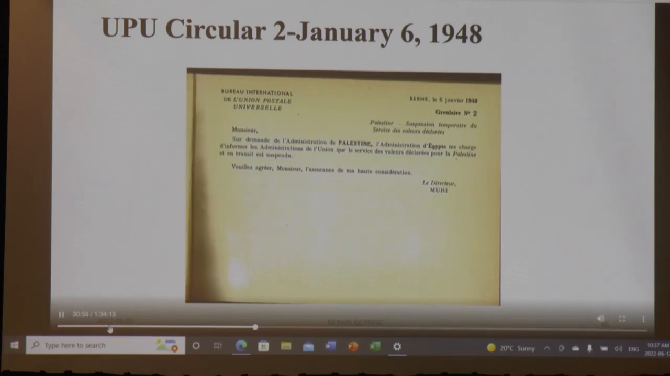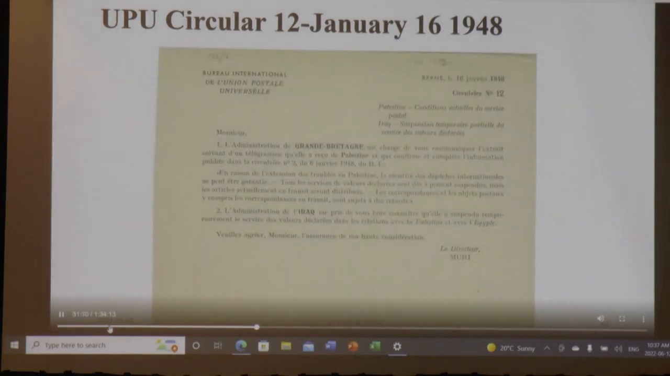And you'll see in the heading, Palestine suspension, temporary suspension of service of valeur déclarée, which is insured mail. You'll see that the bulletins come out of Bern, Switzerland. This is January 6, 1948. Here's another original bulletin out of the Universal Postal Union, January 16, 1948, announcing that certain services again were being disrupted.